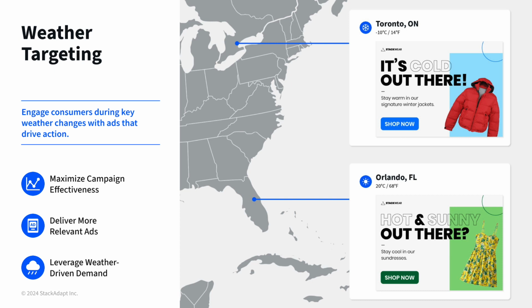StackAdapt's weather targeting also allows you to target both weather conditions, such as rain, thunderstorm, whether it's sunny, cloudy, windy, etc., and also target based on weather elements such as the air quality, the UV radiation index, humidity or precipitation in the air, or temperature range.